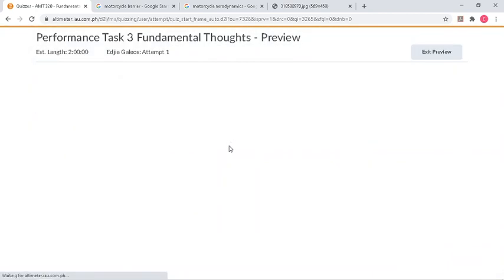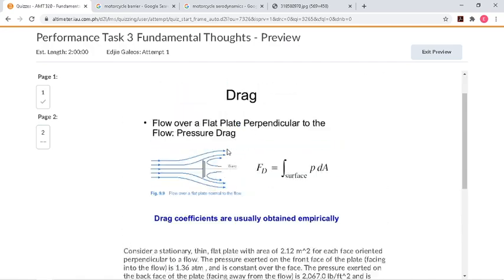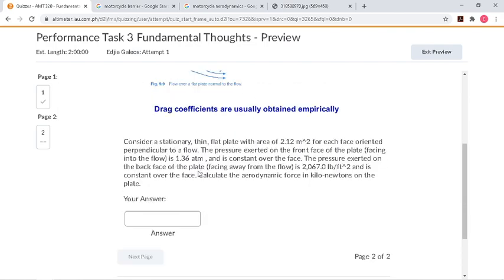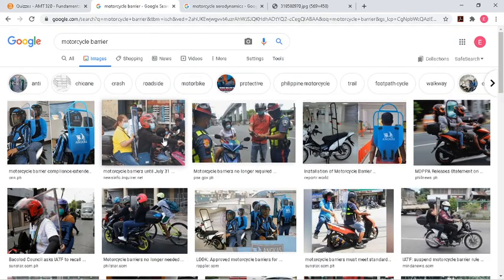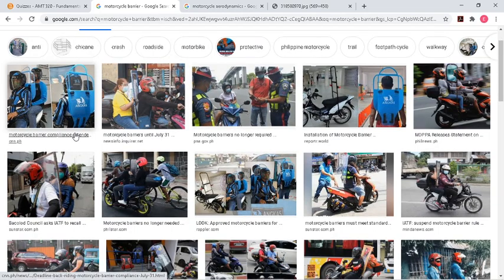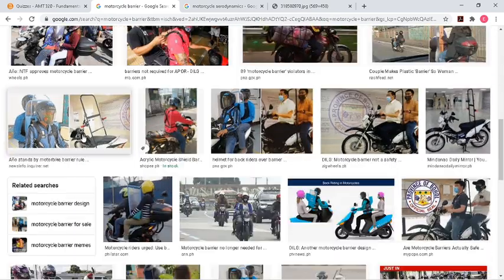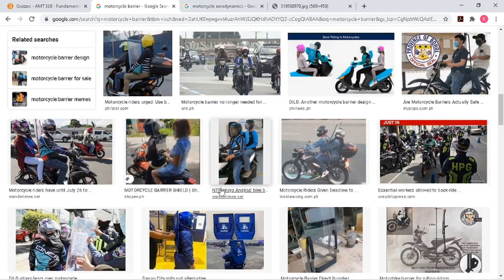Okay, next. So next one is a flow over a flat plate perpendicular to the flow. So this example, ako ma-think dyan is a motorcycle barrier used by our dear officials or proposed by our dear officials. So there are many problems to this. One very quick example is kanisiya, this right here.